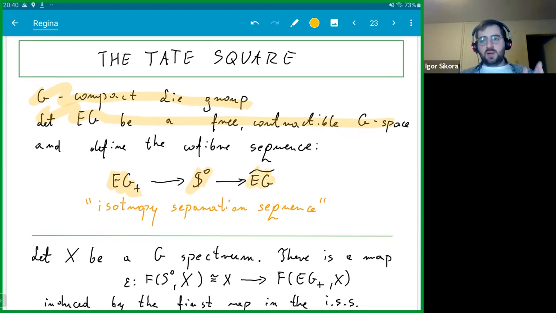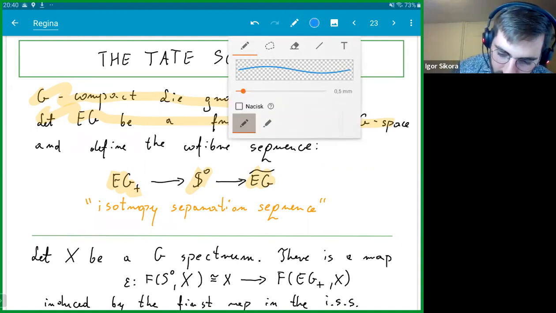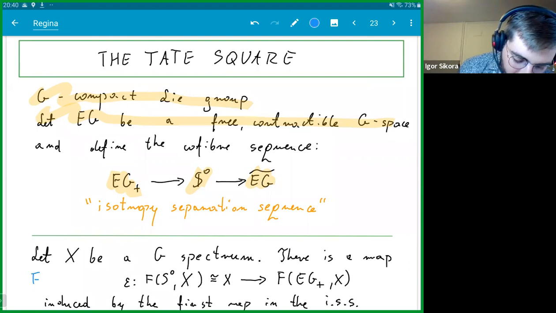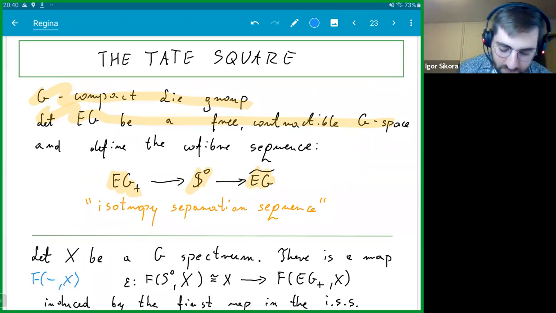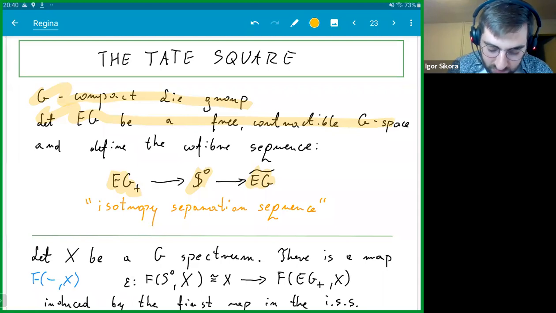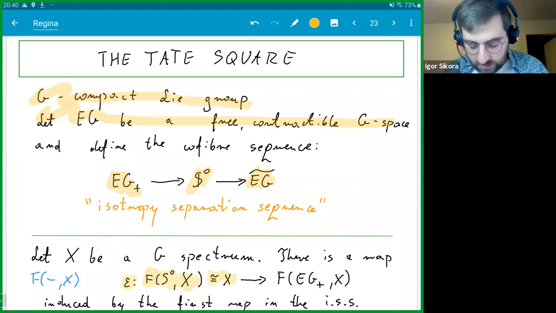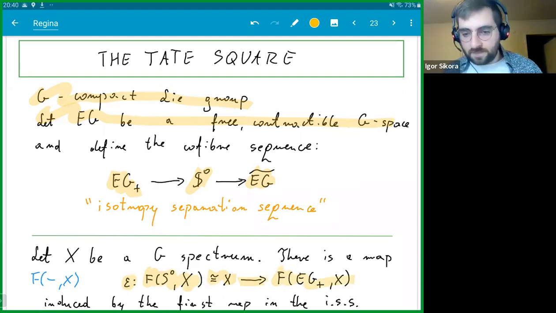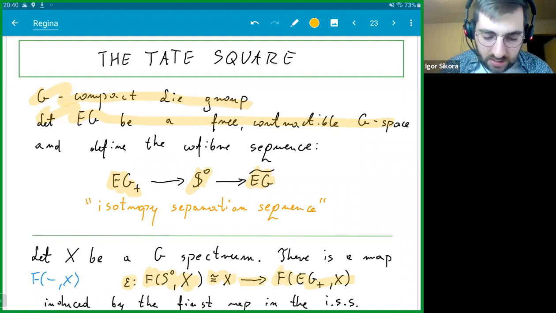Now, how do we construct the Tate square? Firstly, let's apply the function spectrum from the first map to X. So what we get is the following thing. We have a map, which we'll call epsilon, from F(S^0, X), which is actually isomorphic to X. And this map goes to the function spectrum from EG plus to X. This is just induced by the first map in the isotropy separation sequence.